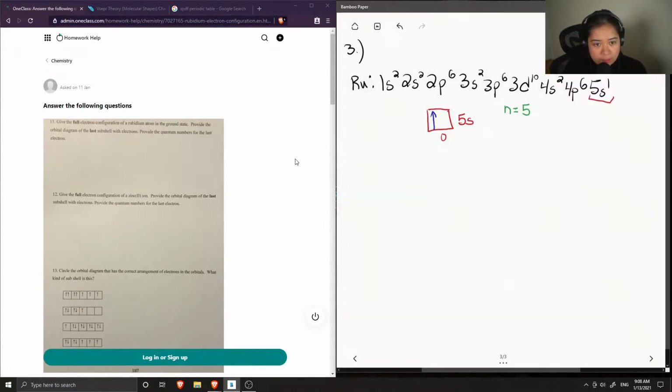Since it is in row 5, our principal quantum number, which is n, will be equal to 5. And our L value is based on the block letter. So for example, if you're in the S block, your L value is 0, the P block is 1, the D block is 2, and the F block is 3. So since we're in the S block, then our L value would be 0.